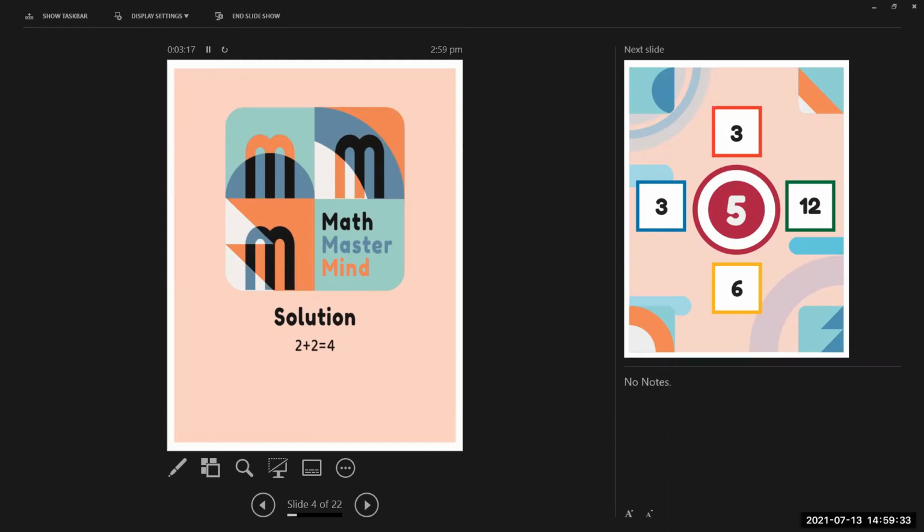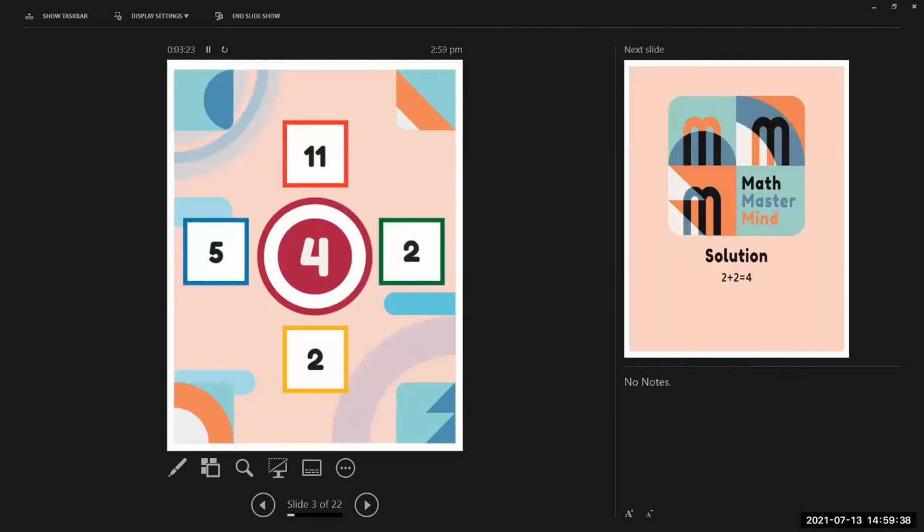Obviously, the first strategy I use is I always go for simplicity. That means when the question is very straightforward, don't complicate it by using multiple numbers. That way, you may make a mistake and hence lose a valuable point in Math Mastermind. So in this equation, straight away I can see 2 times 2 or 2 plus 2. So problem solved. Okay, let's look at another one.